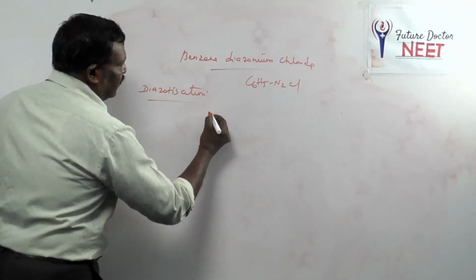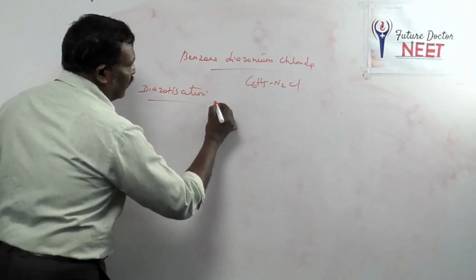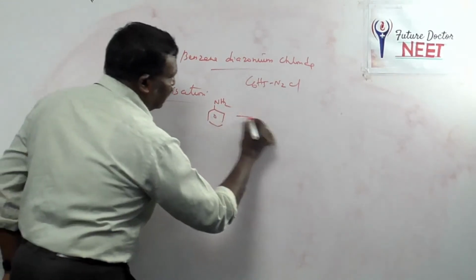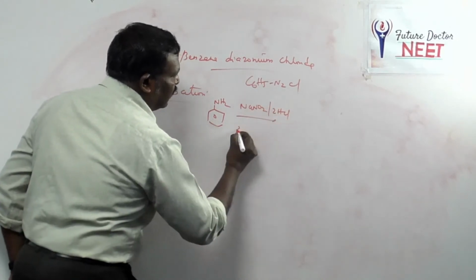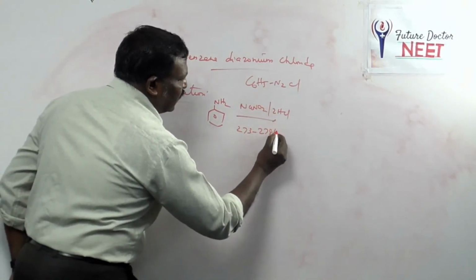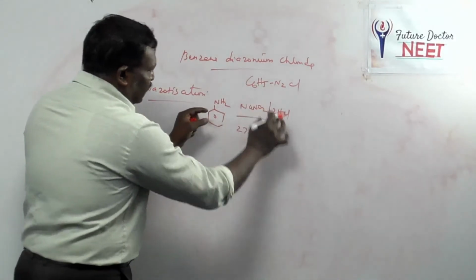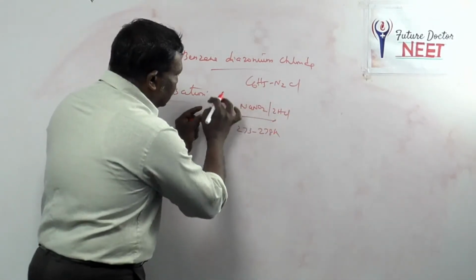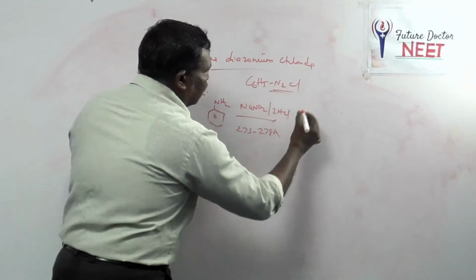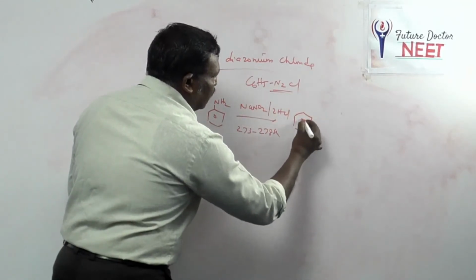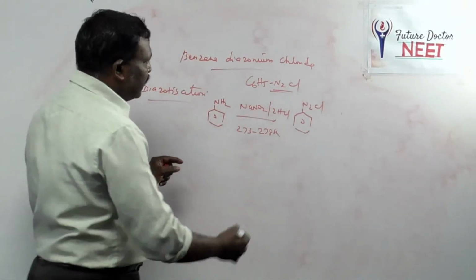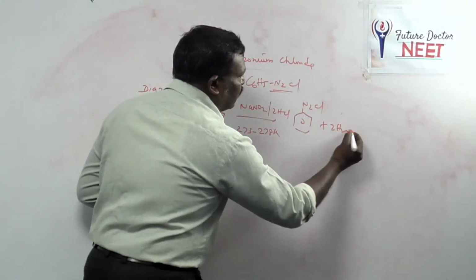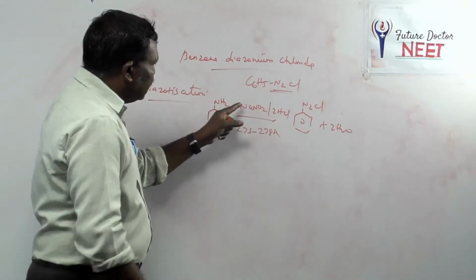See, you take aniline. We already studied. You take NaNO2, 2HCl, at 273 to 278 Kelvin. What happened? This is the reagent. NH2 becomes N2Cl. Just remember like this. Don't worry about the other products; you can simply write 2H2O. Understood? This is the reagent.